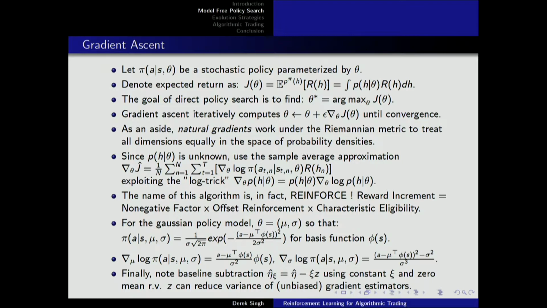In this example, P is given this particular structure here, so you can work out analytically what the derivatives are. If you don't know the structure, then you're going to have to tease it out numerically somehow.